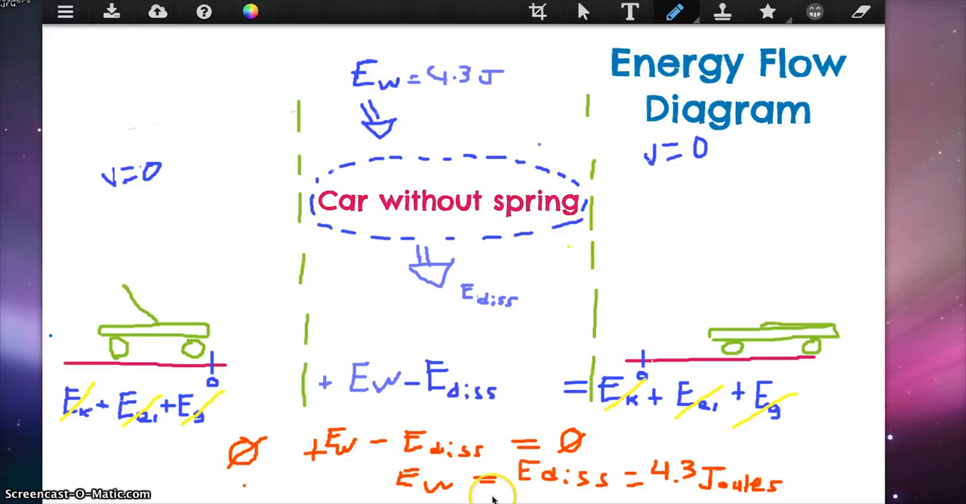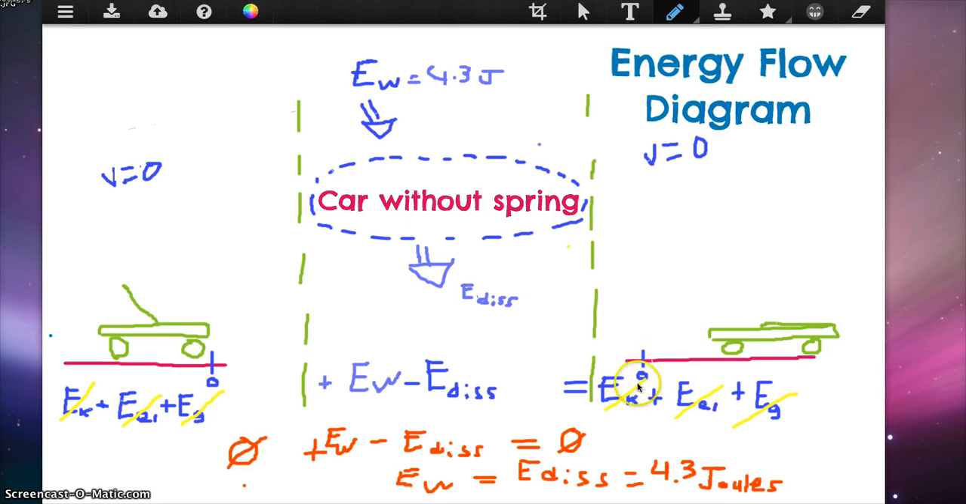So this is my energy flow diagram, and our system is the car, just the car without the spring. At point A, we have our velocity 0, and our car is at position 0, so it's at the starting line, pretty much. And then we have no kinetic, no elasticity, and no gravitational potential energy, so that's all equal to 0.